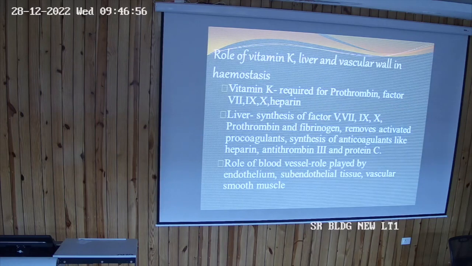Role of vitamin K, liver and vascular wall in hemostasis. Vitamin K is required for prothrombin and factors 7, 9, 10. कौन-कौन से factors के लिए responsible है? 7, 9, 10 and heparin itself. The liver synthesizes these factors, removes activated procoagulants, and synthesizes anticoagulants like heparin, antithrombin and protein C. Played by endothelium, sub-endothelium and vascular smooth muscle. So ये अगर vitamin K की वैसे तो deficiency होना बहुत rare है, okay? But if there is deficiency of vitamin K, that may result in a bleeding disorder.